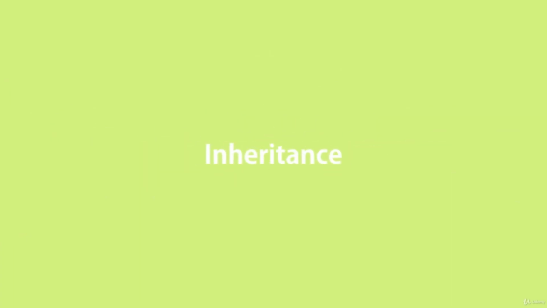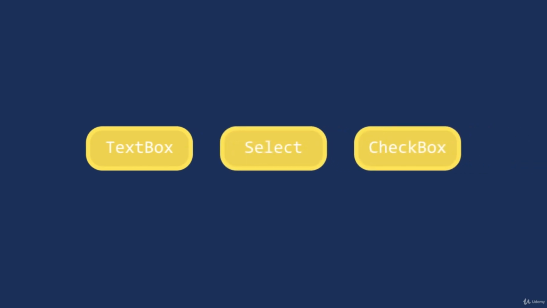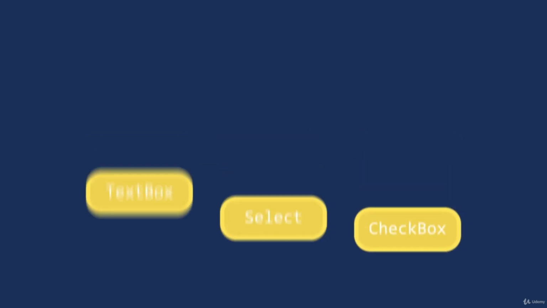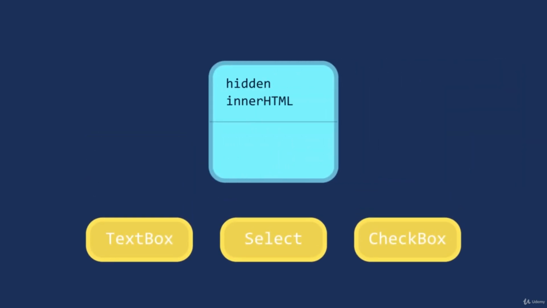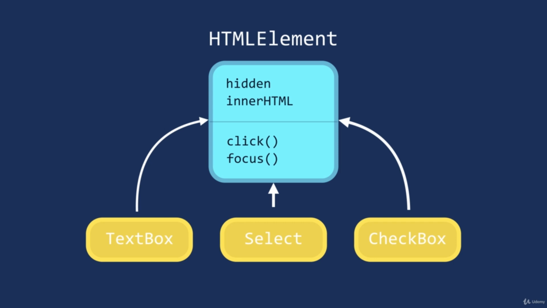Now, the third core concept in object-oriented programming: inheritance. Inheritance is a mechanism that allows you to eliminate redundant code. Here's an example. Think of HTML elements like text boxes, drop-down lists, checkboxes, and so on. All these elements have a few things in common. They should have properties like hidden and innerHTML and methods like click and focus. Instead of redefining all these properties and methods for every type of HTML element, we can define them once in a generic object, call it HTMLElement, and have other objects inherit these properties and methods. So inheritance helps us eliminate redundant code.